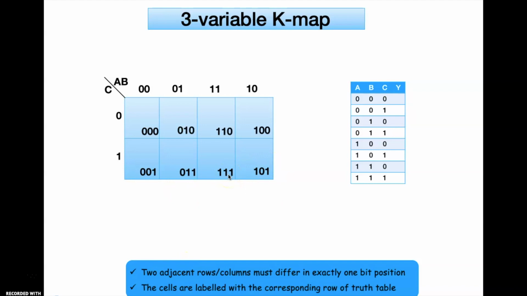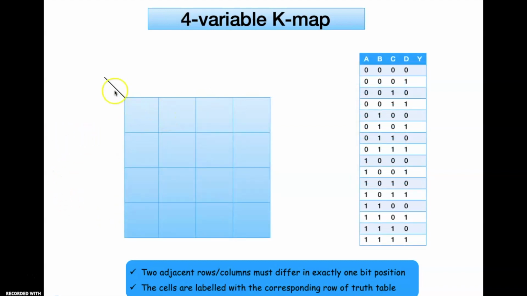Thus, we can label the cells 0, 0, 0 or 0, 0, 0, 1 or 1, 2, 3 and so on. This cell is labeled with the corresponding row of this truth table. For example, this cell 101 is labeled with the corresponding row 101 of this truth table. We can also change the positioning of these variables. We can place A here and BC here. In that case, the labeling of the truth table will be like this: 0, 1, 2, 3, 4, 5, 6, 7.